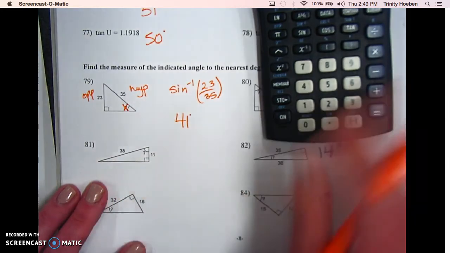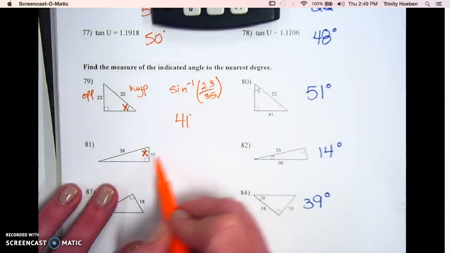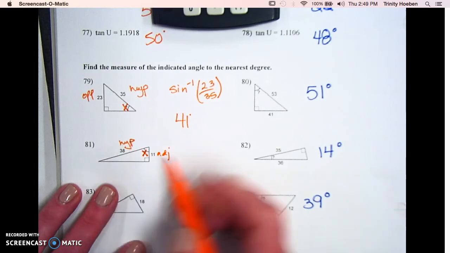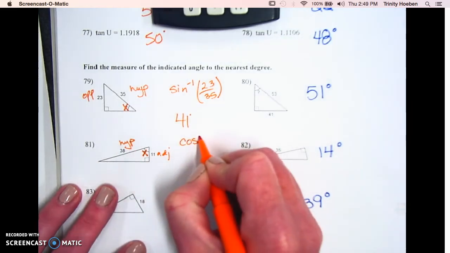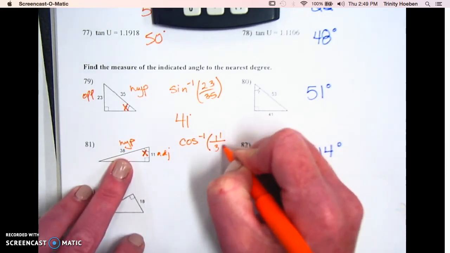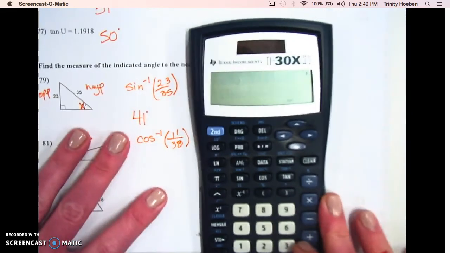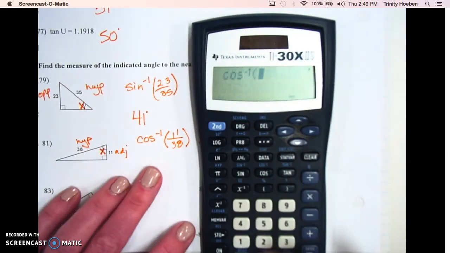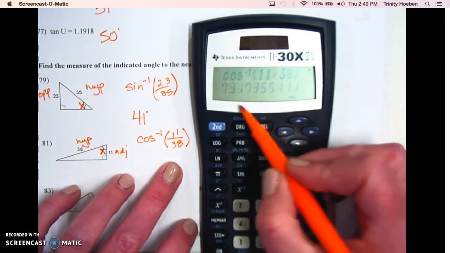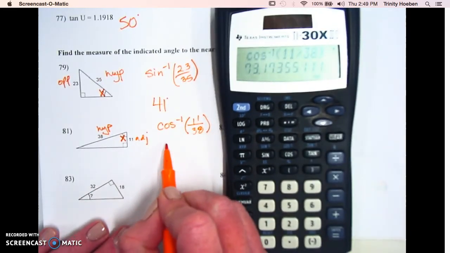Number 81. I'm going to change this question mark to an x, and again, I've got adjacent and hypotenuse. So that means I'm going to use cosine. I know I need to use the inverse. This side is 11. The hypotenuse is 38. So on your calculator, make sure you hit second cosine. Type the fraction 11 divided by 38. Hit the equal sign. We've got 73. After the decimal is a 1, so it's going to stay 73.